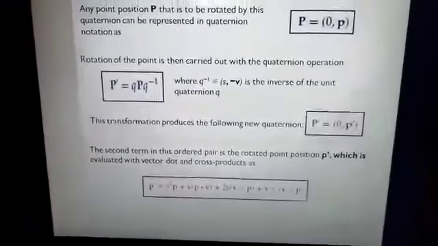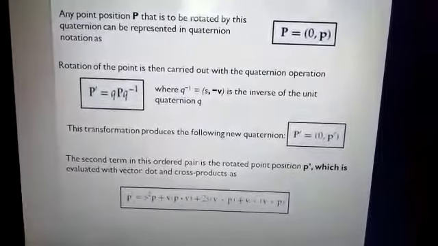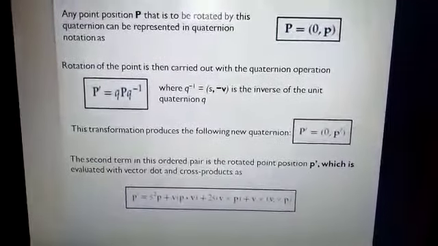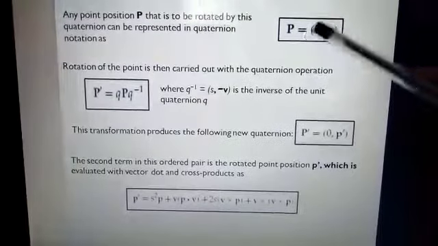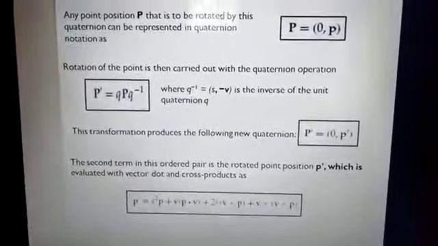where the point P is the starting point that we rotate by this quaternion, and it is represented in quaternion notation as P is equal to 0 comma P. The rotation of the point is then carried out with the quaternion operation, where Q inverse is given as s comma minus v, which is the inverse of the unit quaternion Q. This transformation produces the following new quaternion, where P dash, the new point found, is 0 comma P dash.